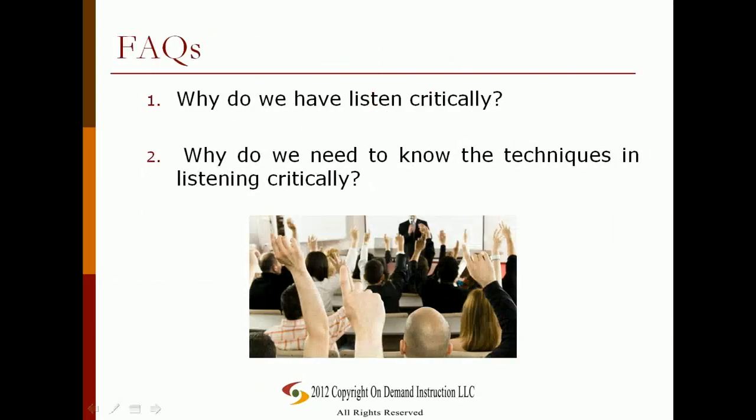Why do we have to listen critically? It helps us improve our listening skills. It does not mean that you find fault with the speaker, but you analyze, evaluate, and verify information that you hear and accept whether it is valid or not.